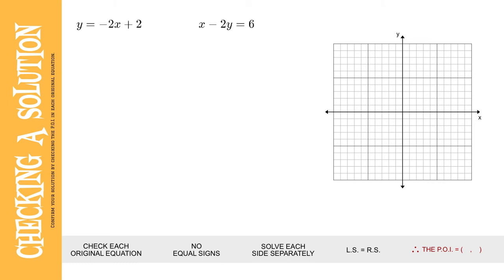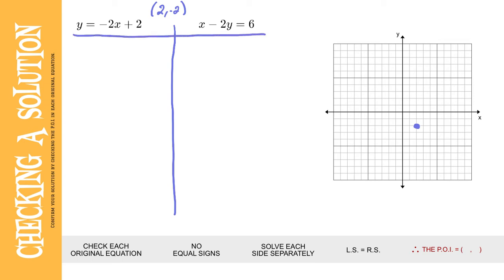The next step is to confirm that you've done the graph correctly. So we know that we're trying to check the coordinate 2, negative 2. So the POI is here. So we're trying to make sure that it actually belongs to both equations. We can see it visually, and now let us prove it mathematically with numbers.